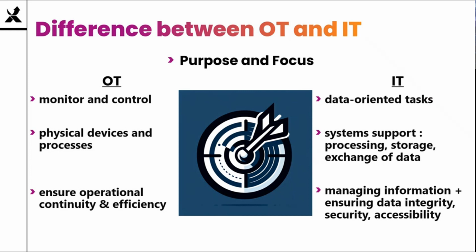As the definition mentioned, operational technology involves systems that are specifically designed to monitor and control physical devices and processes in industries such as manufacturing, energy, and utilities. The primary focus of OT is to ensure operational continuity and efficiency, whereas information technology is centered around data-oriented tasks. It involves systems that support the processing, storage, and exchange of data. IT's primary focus is on managing information and ensuring data integrity, security, and accessibility.